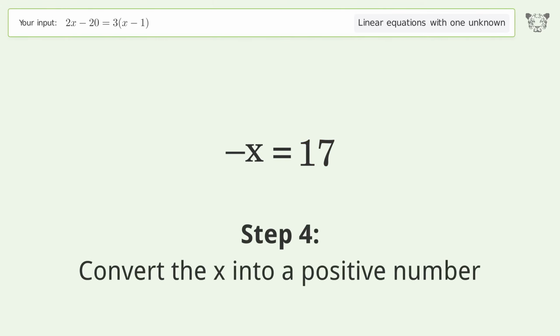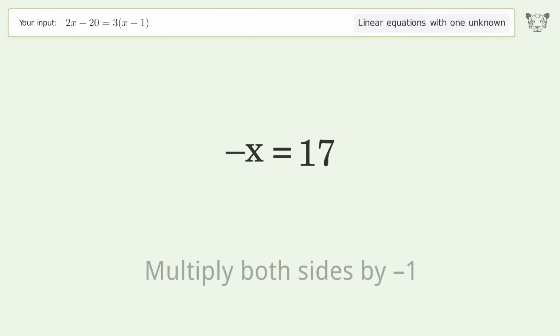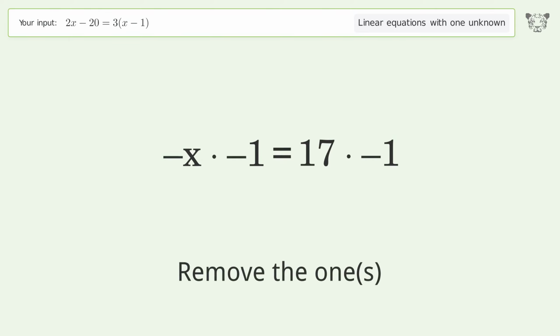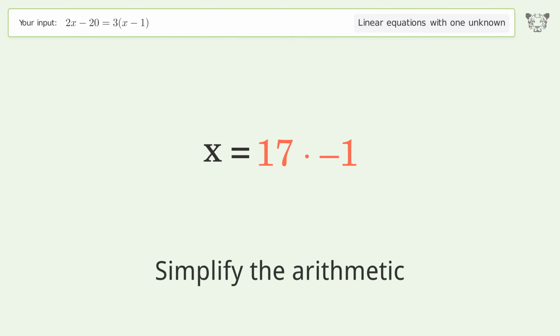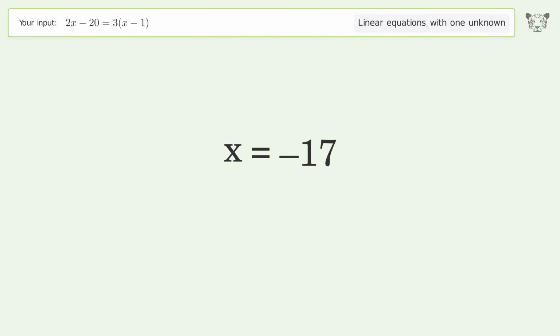Convert the x into a positive number. Multiply both sides by -1. Remove the ones. Simplify the arithmetic. And so the final result is x equals -17.